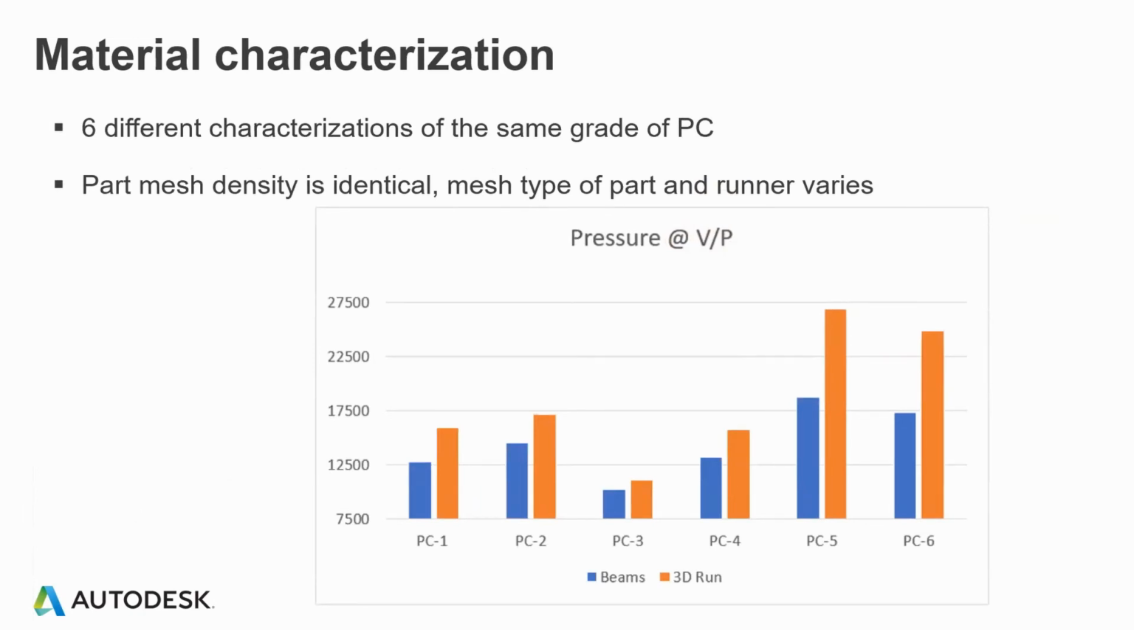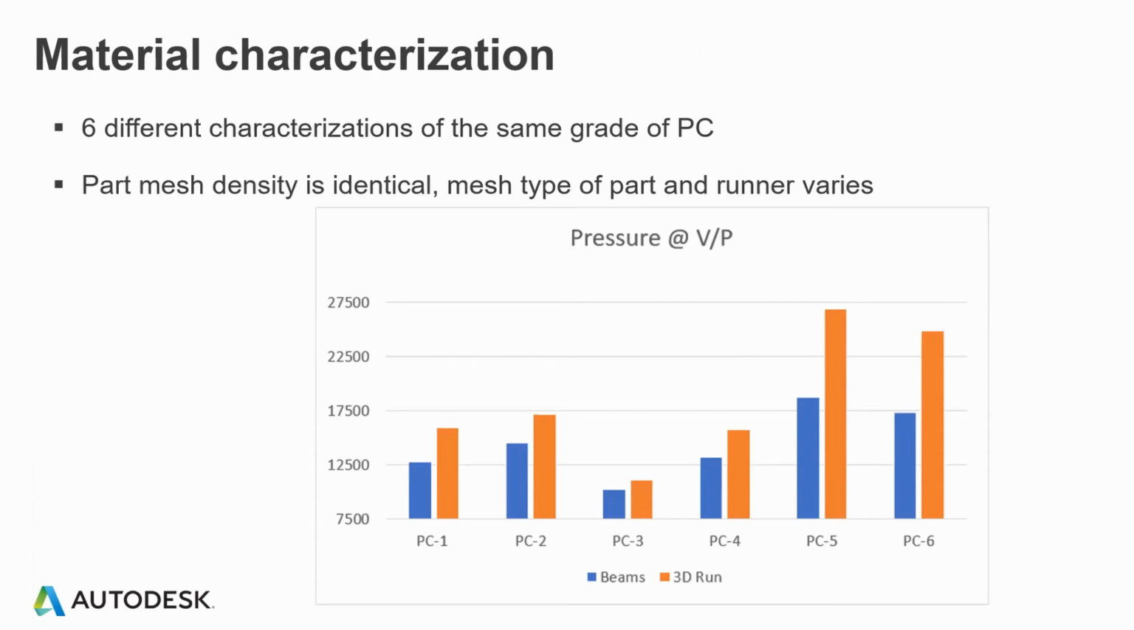For another class, I took 6 different characterizations of the same grade of polycarbonate, found in the database a number of different ways. Some were from different testing facilities, the material manufacturer versus a couple of different labs. Some were older, versus something that was done as recently as a year ago. These range between the bronze and the gold quality indicators. It's important to note here that while the mesh type will change, the mesh density is identical, so that shouldn't be a factor.